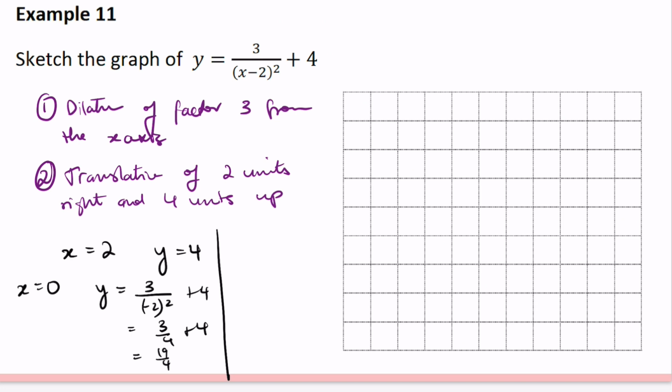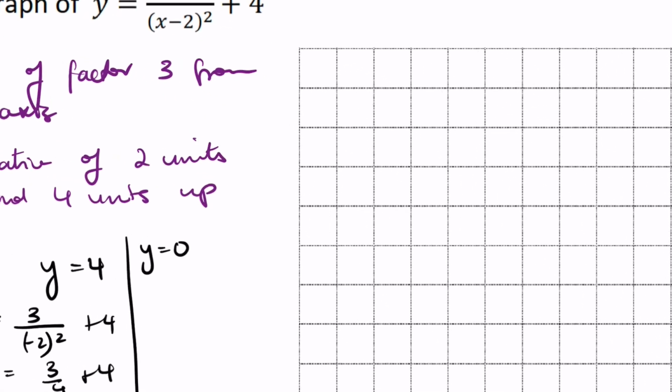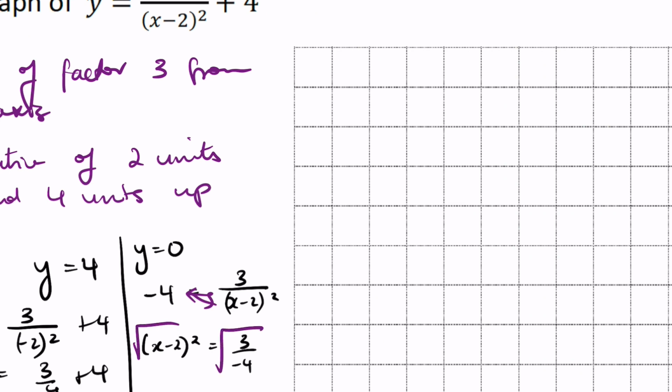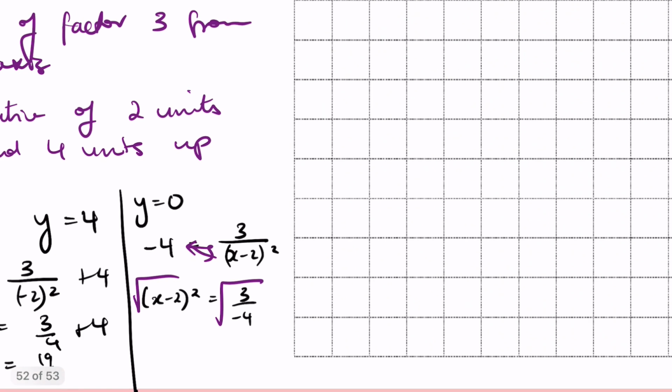In regards to our x-intercept, we'll make y equal to 0. We might need a little bit more space for this, but we'll give it a go. I'm going to take the 4 over right away, just like this. I'm then going to go ahead and cross multiply. So it'll be x minus 2 squared is equal to 3 on negative 4. And then, of course, the next step is to go ahead and square root, but I can't take the square root of a negative number. So in this case, I have no x-intercepts.